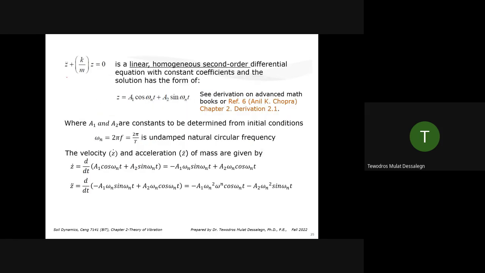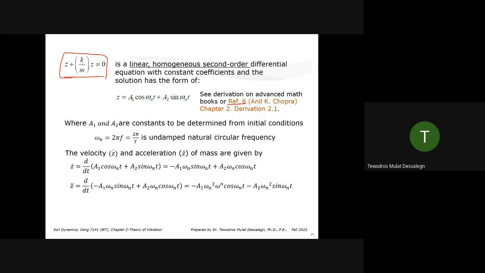So if you see this equation for just a spring mass system, this is a linear homogeneous second order differential equation with constant coefficients, and the solution has a form that comes from mathematics or your advanced math. You can also see the derivation in reference 6, Anil K. Chopra's book. It has a derivation for how we arrive at the solution form. I think it's derivation 2.1 in chapter 2, you'll see it.